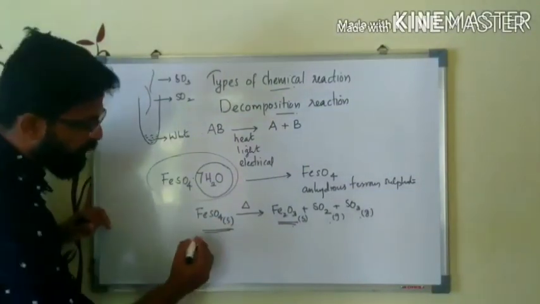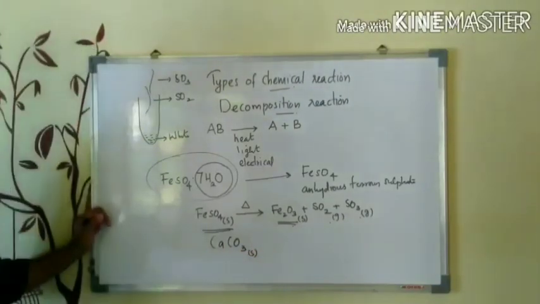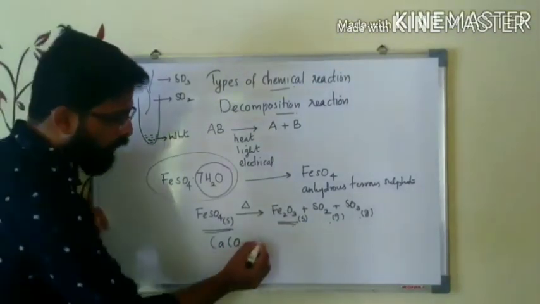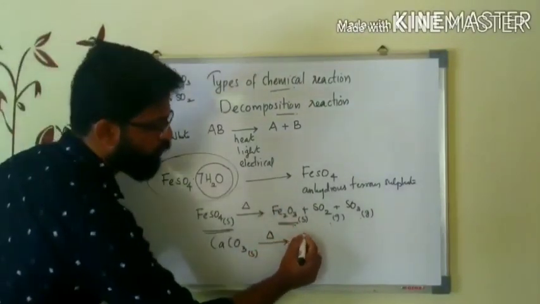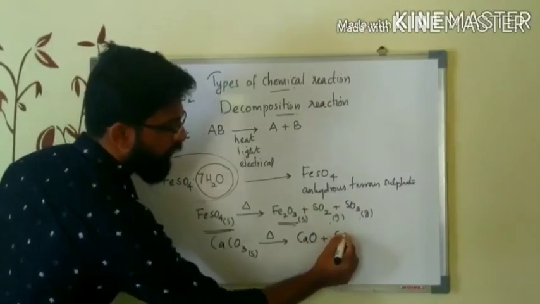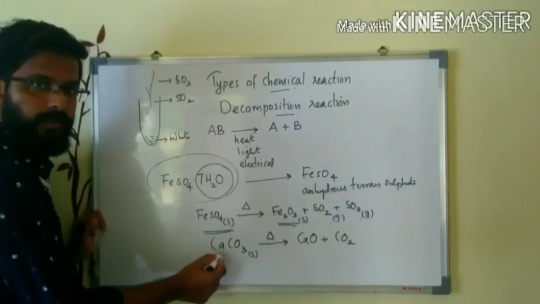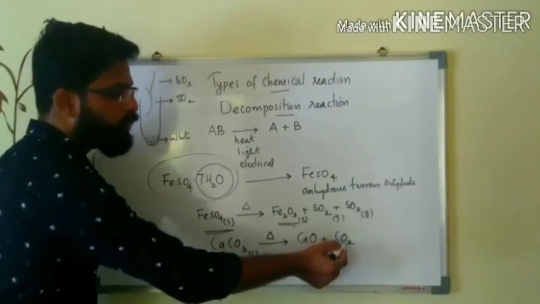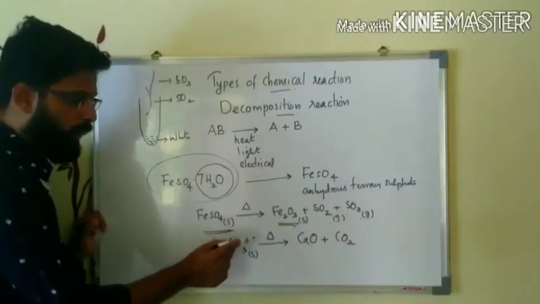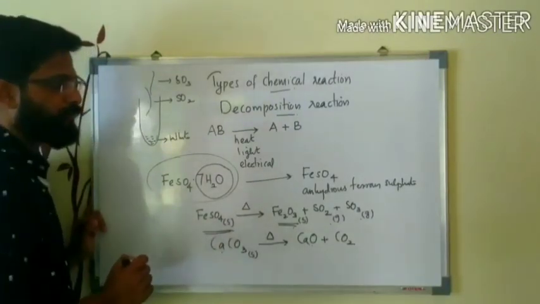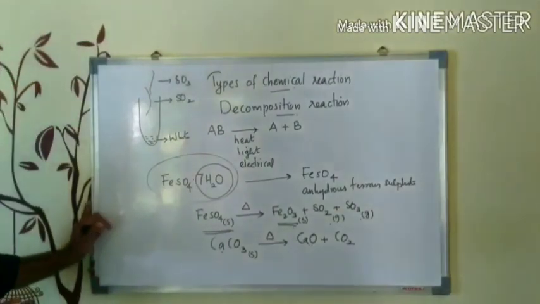So let's discuss one more example. Let me take calcium carbonate, CaCO3. Again it is solid. If you heat this calcium carbonate, it will change into calcium oxide and carbon dioxide. A single reactant decomposes to give two products. Some source of energy is there. What energy is given here? Heat energy.